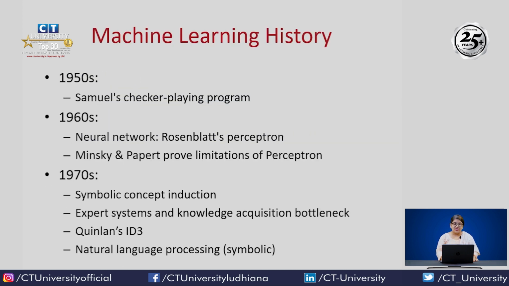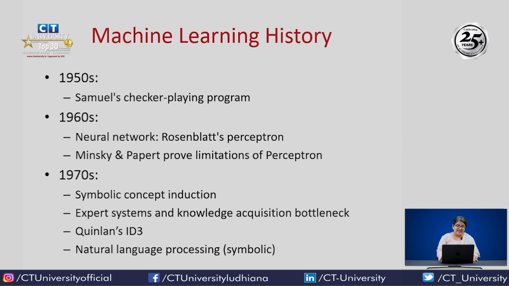So starting with the machine learning history, first of all, how machine learning evolved. Machine learning is basically a subset of artificial intelligence in which we train the machines according to our need. It evolved in the 1950s, where Samuel's checkers-playing program was first created, and then in 1960 we had neural networks through Rosenblatt's perceptron. That was the unit perceptron made by him. Then Minsky and Papert proved the limitations of the perceptron.